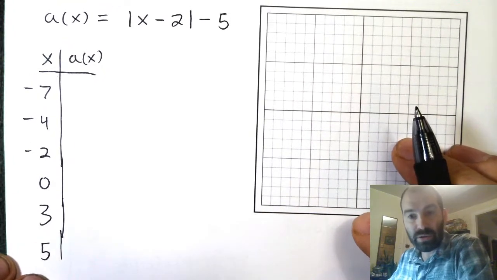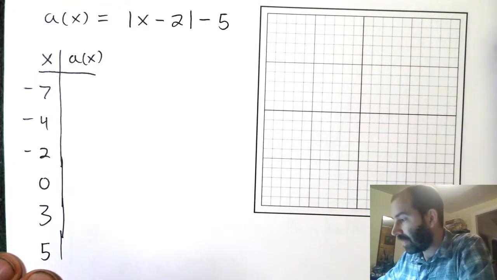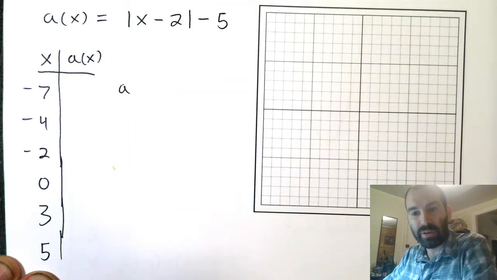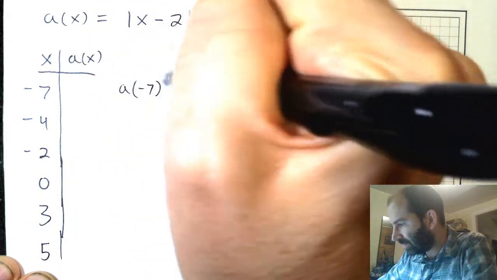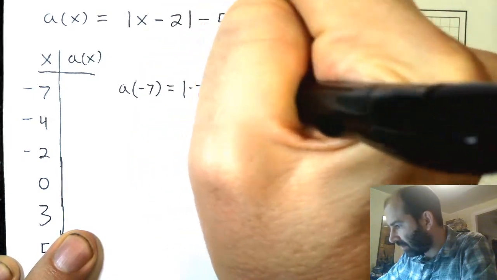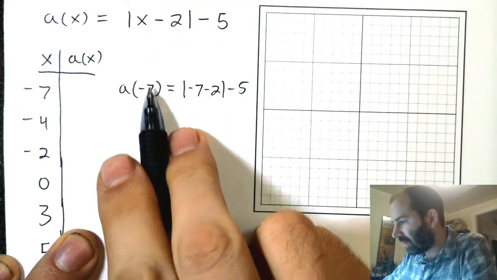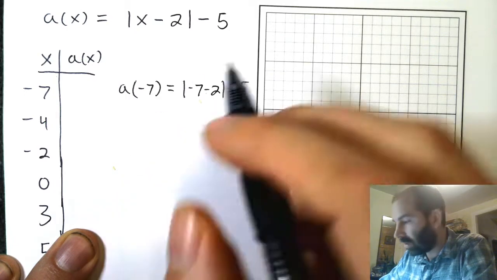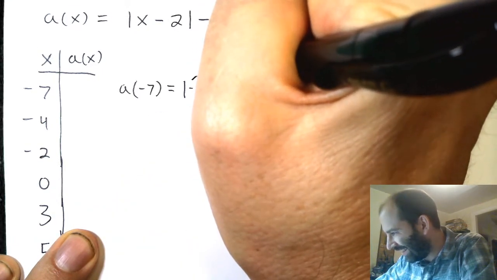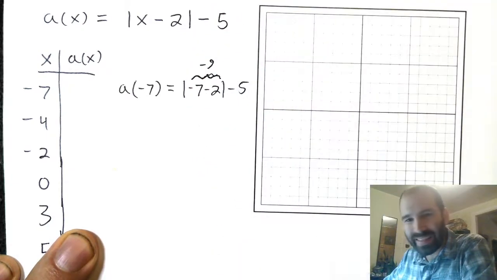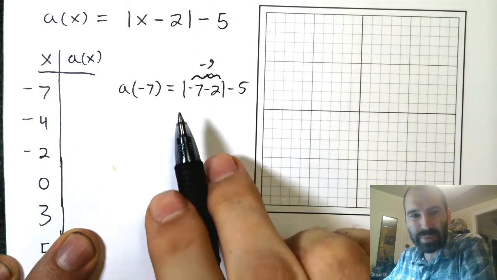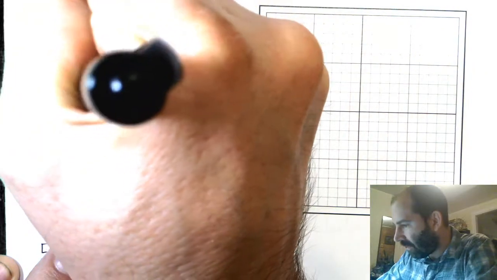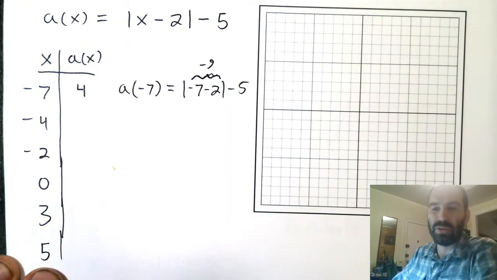I'd like you to see if you can compute these. Actually, I'll start you off by doing the first one. If you're adventurous, go ahead and pause the video and do them. Otherwise, I'm going to work one out for you. A of -7 is the absolute value of -7 minus 2, minus 5. Notice I just put the -7 in place of x. Now, what's -7 minus 2? That's my attempt at curly braces. That's a -9. The absolute value of -9 is +9. +9 minus 5 is 4. So you do the rest.